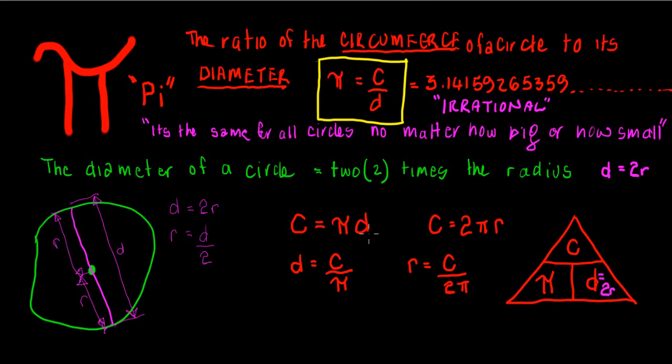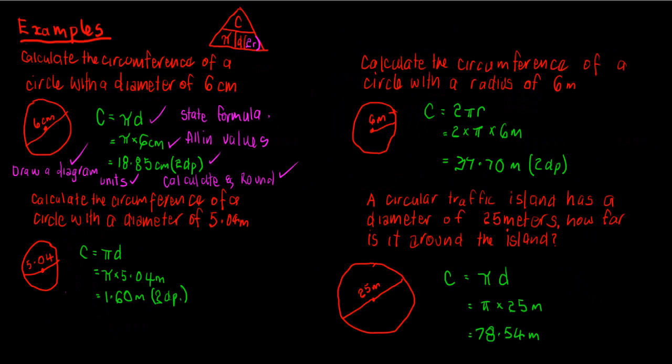Now we're armed with all this information. Let's crack on and do a couple of examples. So, first example. Calculate the circumference of a circle with a diameter of 6 centimeters.